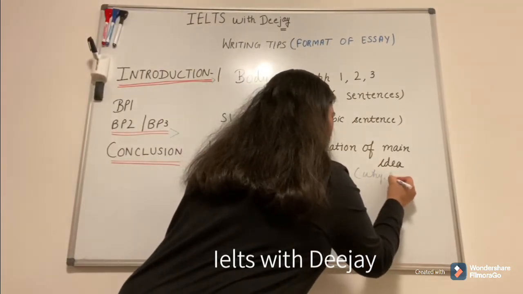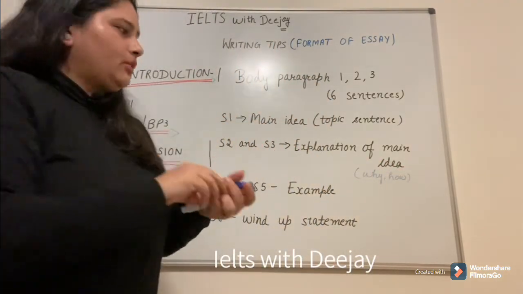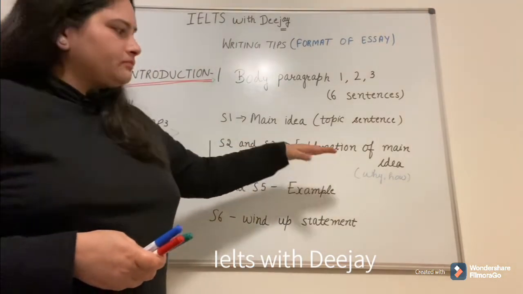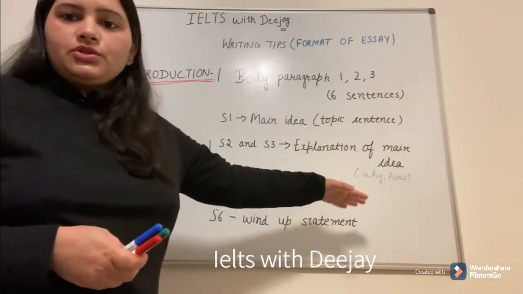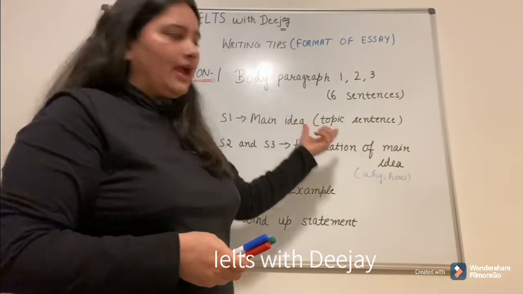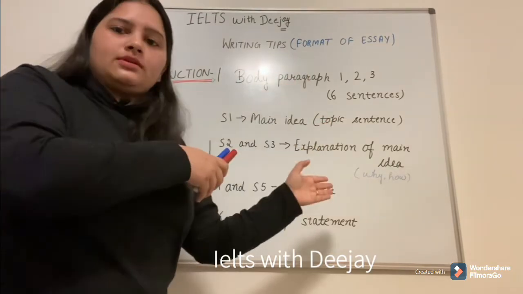Why and how. This is a very effective way. When you write why and how in the explanation of the main idea, you tell the examiner how this main idea is going to work and why it is a good main idea, like why we should use it.